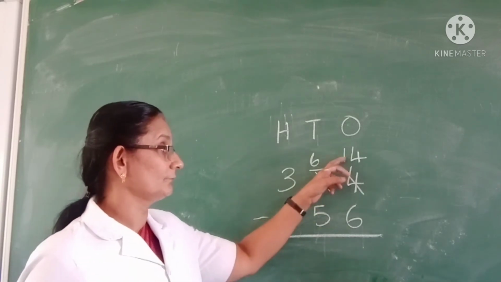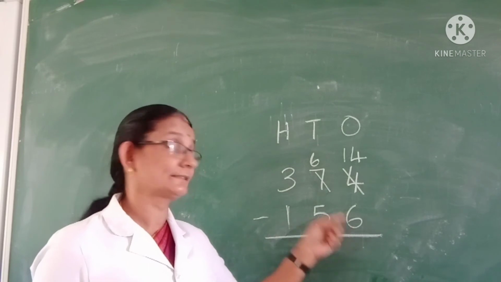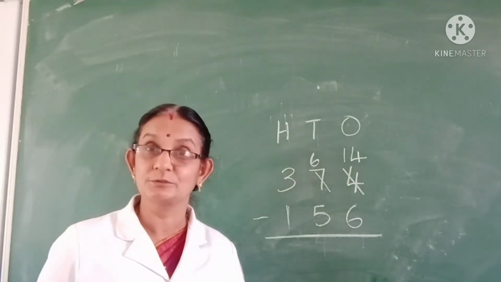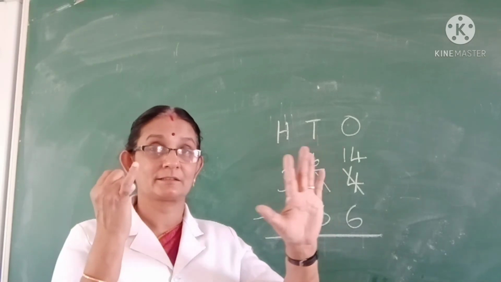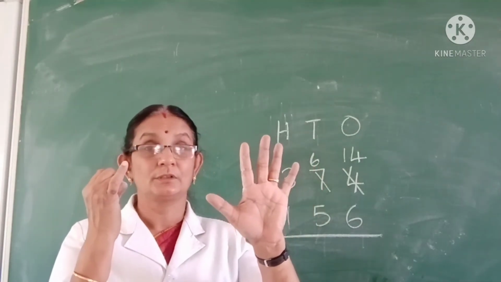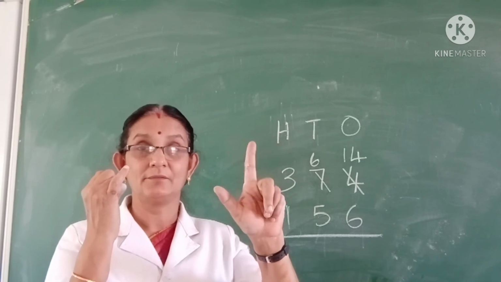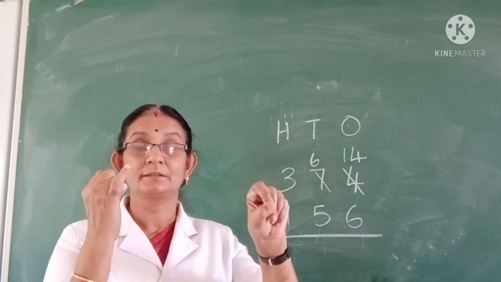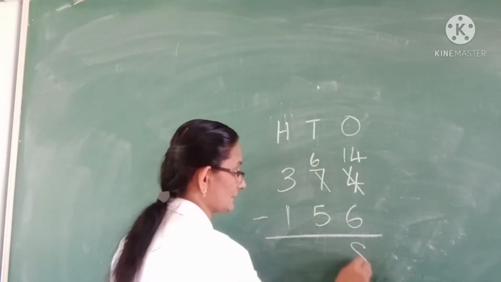Now subtract 6 from 14. 14 ones minus 6 ones will give you, how do we do the subtraction? 14 in mind and 6 in hand. Okay? Now before 14, 13, 12, 11, 10, 9 and 8. Okay? So 14 minus 6 is 8.